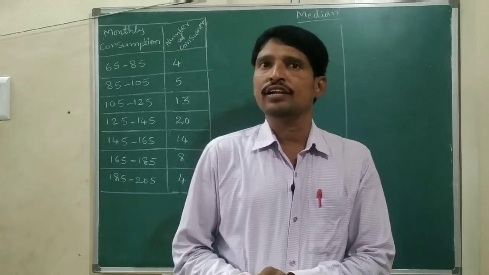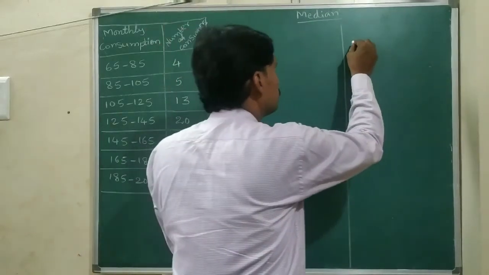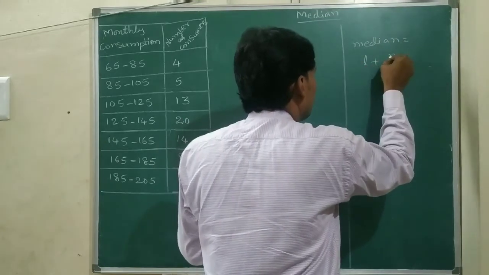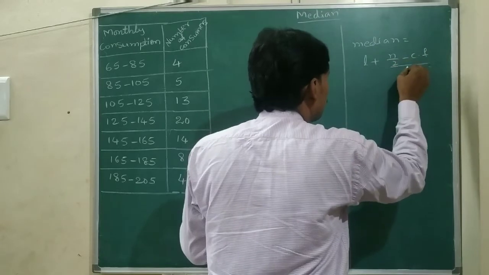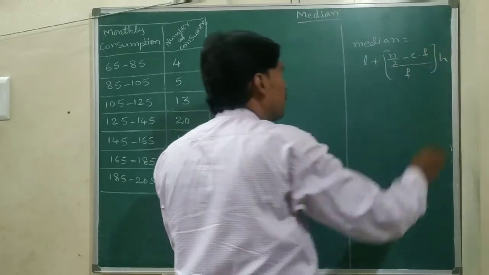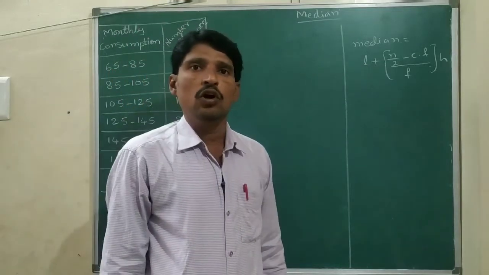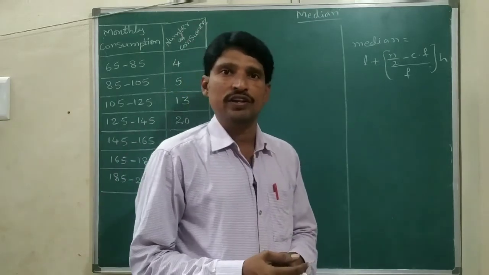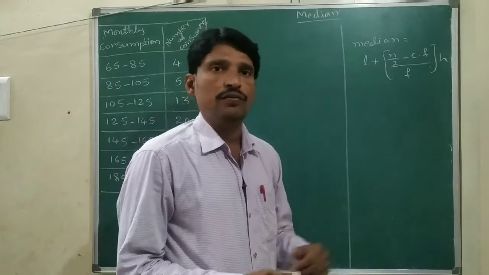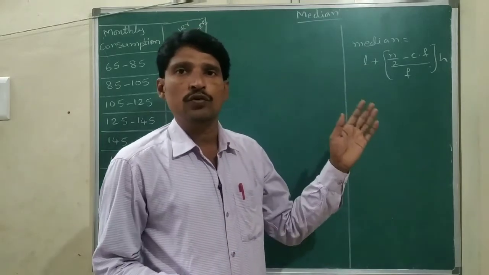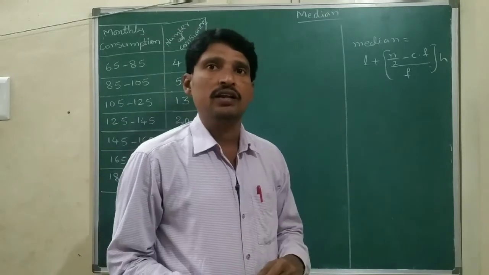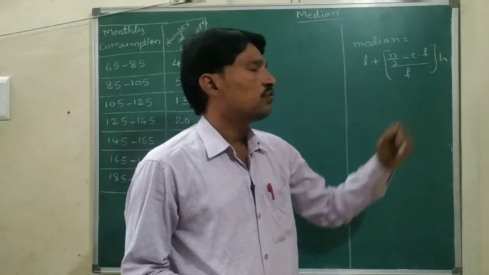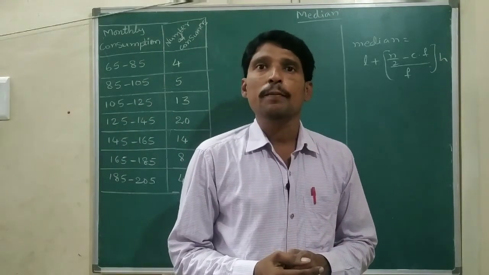Median. What is the formula for the median? Median equals L plus (n by 2 minus Cf) by f into h. L means lower boundary of the median class. N by 2, what is n? N means total frequency, the sum of the observations. Cf means cumulative frequency of the class preceding the median class. Next, f is the frequency of the median class. H means size of the median class.